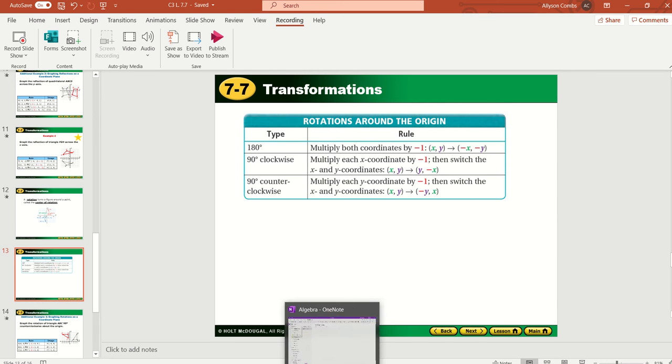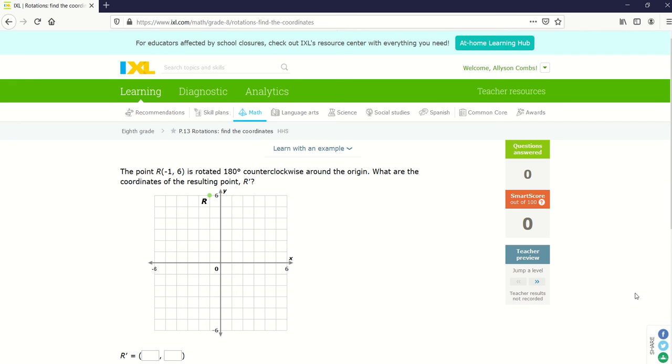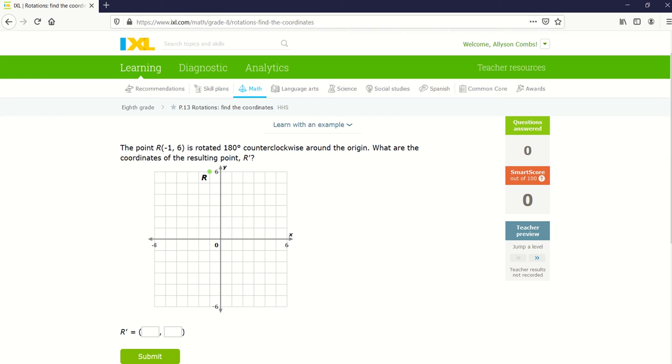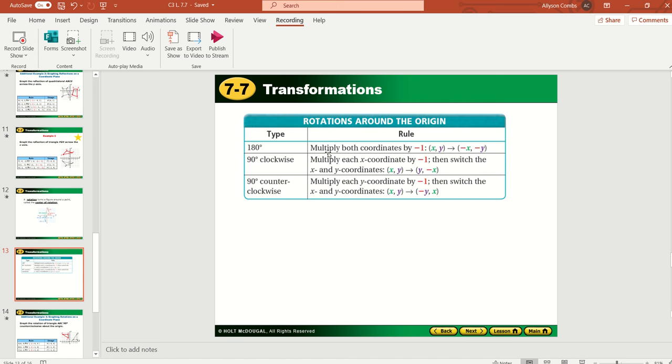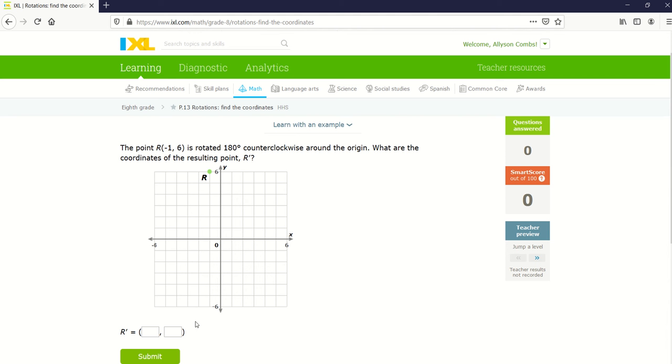So let's look back here at our IXL. So this one says the point R (-1, 6) is rotated 180 degrees counterclockwise around the origin. So if we come back over here, 180 degrees says we're going to multiply them both by -1. So if we look back over on IXL, this one says we're going to multiply both of them by -1. So this -1 is going to become a +1, and this +6 is going to become a -6.